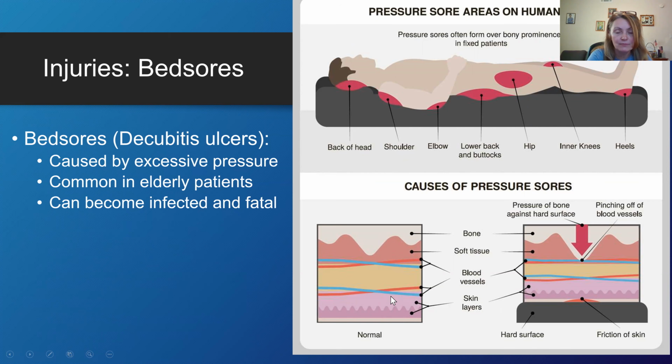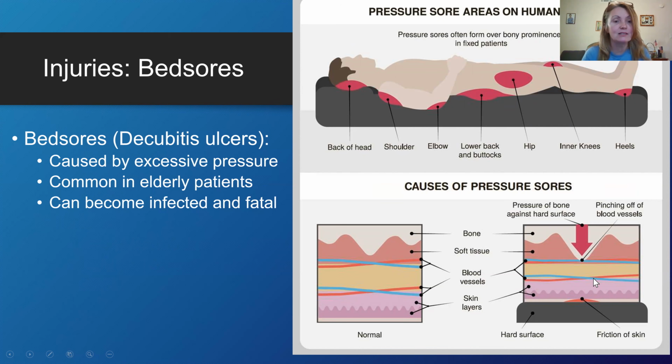And you have blood vessels. Now, when you have constant pressure on specific parts of the body, if the patient is not moving, like the back of the head, shoulder, elbow, buttocks, hip, inner knee, heels, those bones start pushing on your soft tissue. And they pinch off the blood vessels. And if you pinch off the blood vessels, then the tissue doesn't get any blood supply.